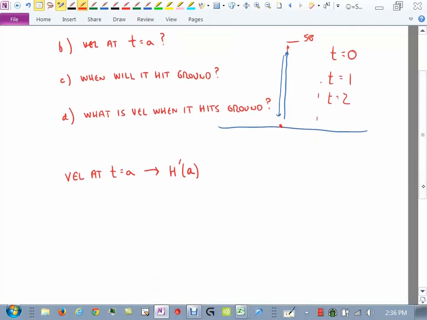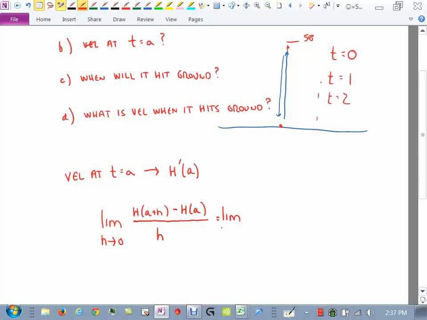So at this point, what I can do is take my derivative. Now, I'm going to use either definition, but I think I'll go with the other one. Limit as h approaches 0. The derivative of h at a is going to be h of a plus h minus h of a, so I'm just using h instead of f, and then all over h.